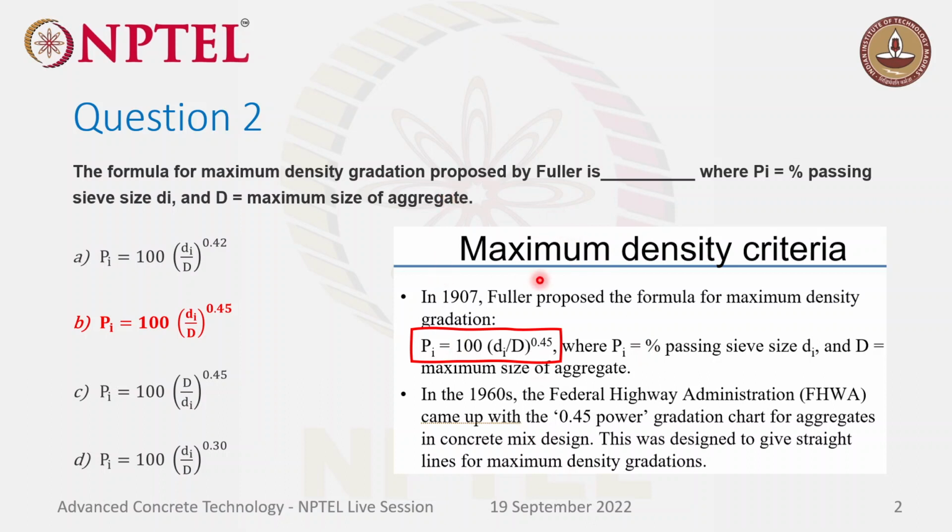So here from the maximum density criteria slide, it's already given. In 1907, Fuller proposed the formula for maximum density gradation. The formula is Pi is equal to 100 into the square root of small di divided by capital D, that is the maximum size of the aggregate. So Pi is the percentage passing, small di is the sieve size. So this is the formula for the maximum density gradation proposed by Fuller.